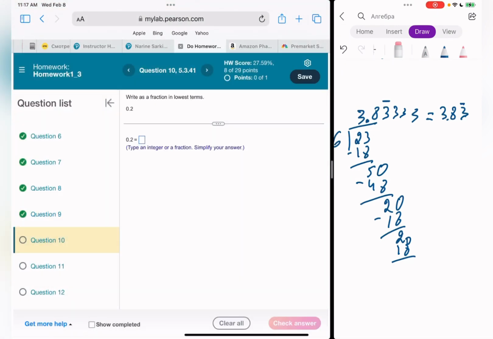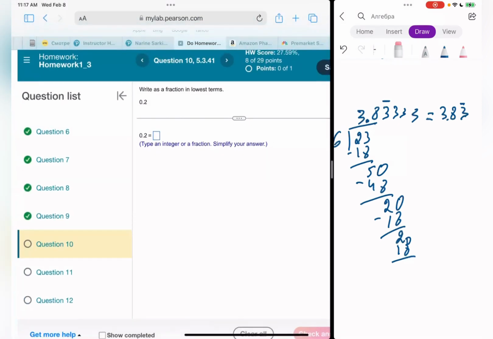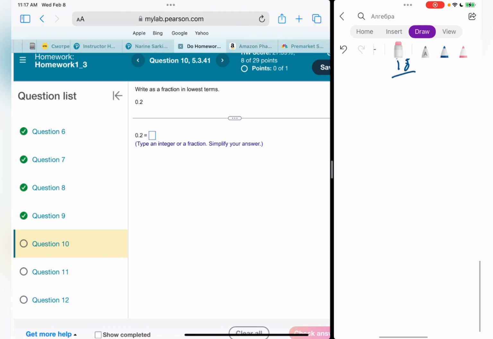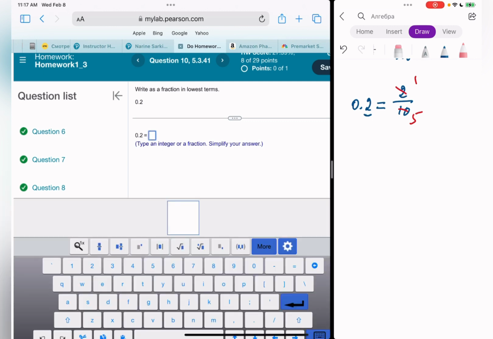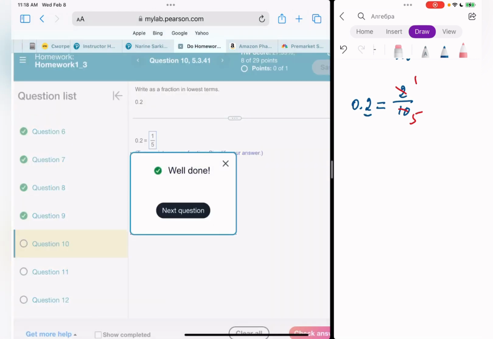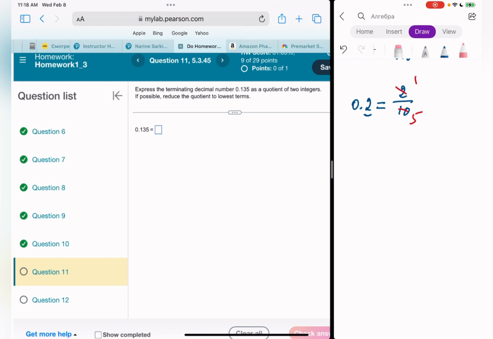Bingo. Next one, what fraction? Write down as a fraction in the lowest term. What does that mean? 0.2. Since this is one position, tenths, meaning it's going to be 2 over 10. I can reduce by how much? By 2. This is 1, this is 5. So answer is 1/5. Okay, it's 1/5. Bingo. When you convert into simple fraction, always watch for simplification.